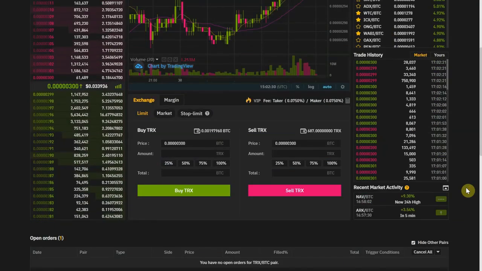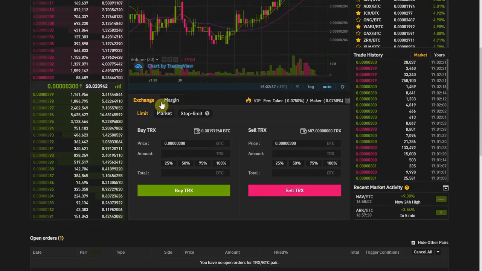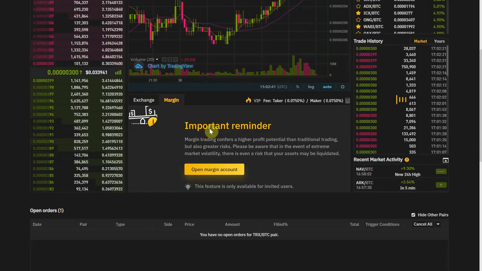And it's time to look at this particular section. So you have, oh, this is new again. Margin, important reminder.